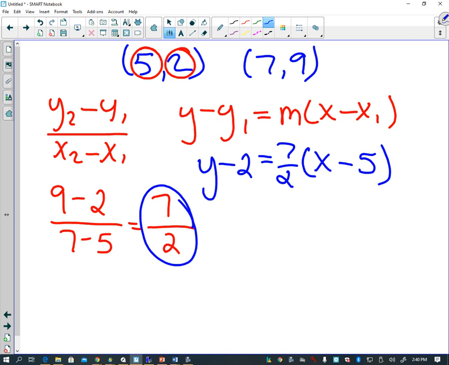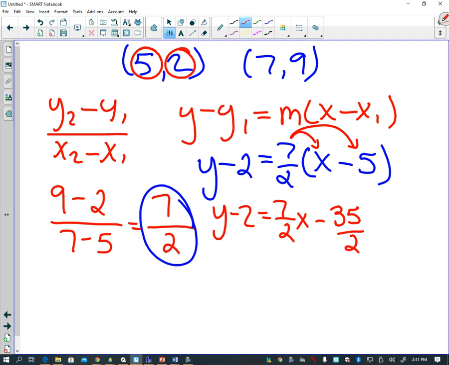Now what? Jarrett, what do you do now? Okay, distribute 7 over 2 to x and negative 5. Okay, so I got y minus 2 equals 7/2 x. Okay, 7/2 times negative 5. What's 7 times negative 5? Negative 35. Negative 35 divided by 2. Does that evenly just go in? Okay, so it's just negative 35 over 2. Okay, now what?